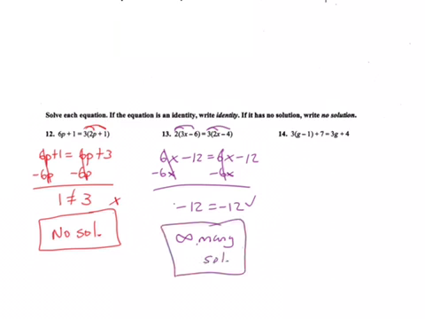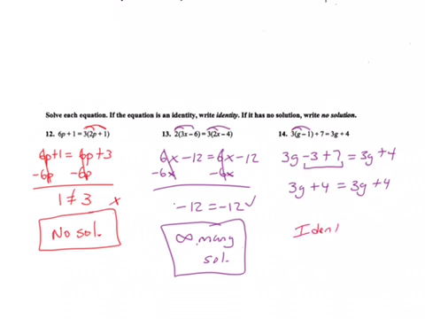And then question 14, I've got 3 times the quantity g minus 1 plus 7 equals 3g plus 4. I'll distribute through the parentheses. I've got 3g minus 3 plus 7 equals 3g plus 4. I'll combine my like terms here. I've got 3g plus 4 equals 3g plus 4. Since I know they're identical, I know what's going to happen here. And so I know that I've got the identity, or I can say infinitely many solutions.